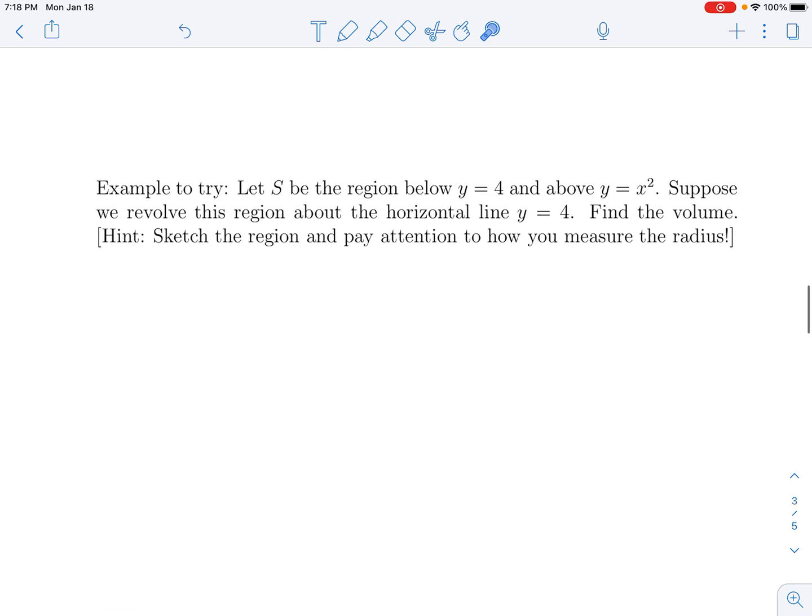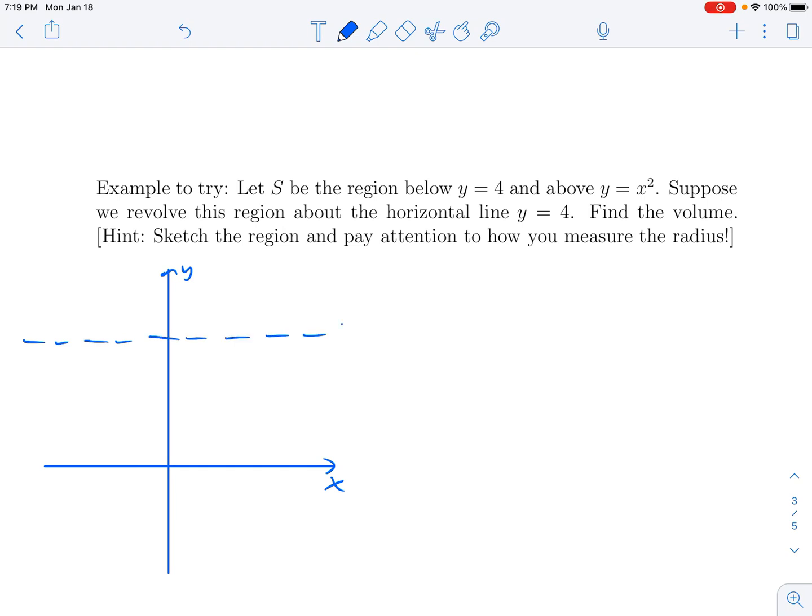All right, let's try another one. Let S be the region below y equals 4 and above y equals x squared. So let's draw a quick picture. And your pictures can just be schematics. They don't have to be super accurate. We just want to be able to organize the information. So y equals 4 is a horizontal line. y equals x squared is our standard parabola. And S is this region.